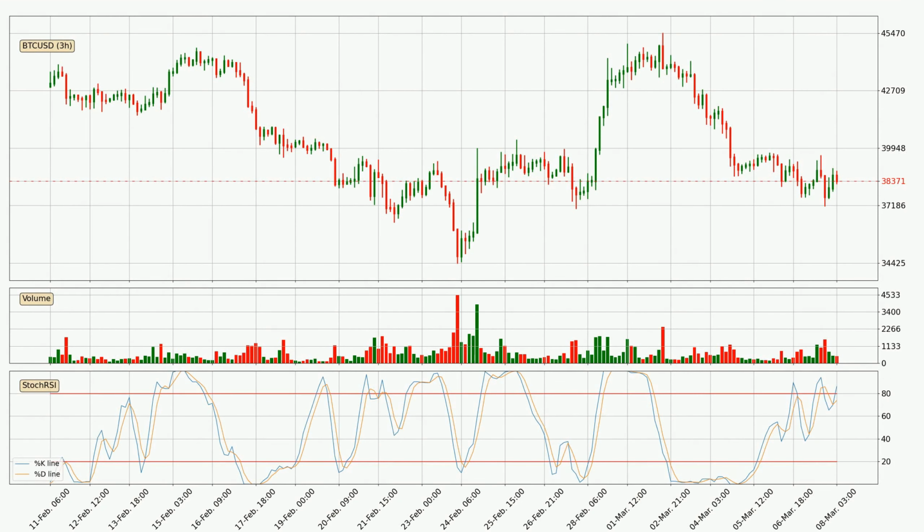Moving to the 3-hourly stochastic RSI, both the percent K and percent D lines are in the higher region, which means that the price is getting overbought and soon a trend change or at least some kind of consolidation could be expected. However, the K line still hasn't crossed the D line, so you should wait to see if the trend will actually go down.